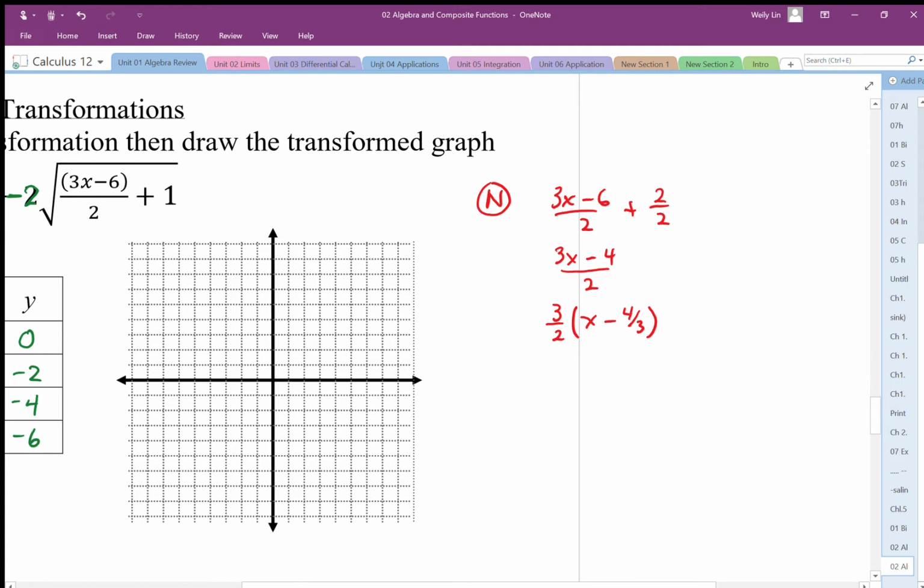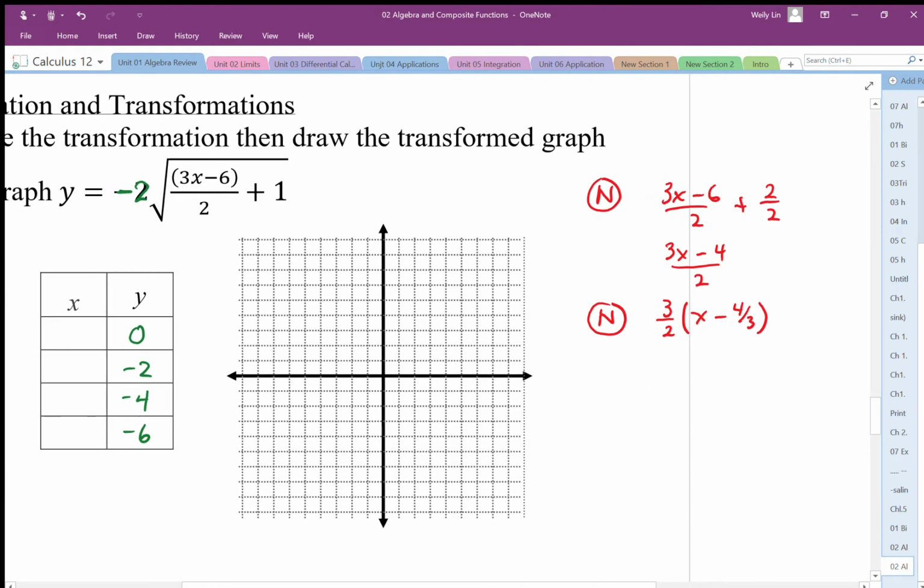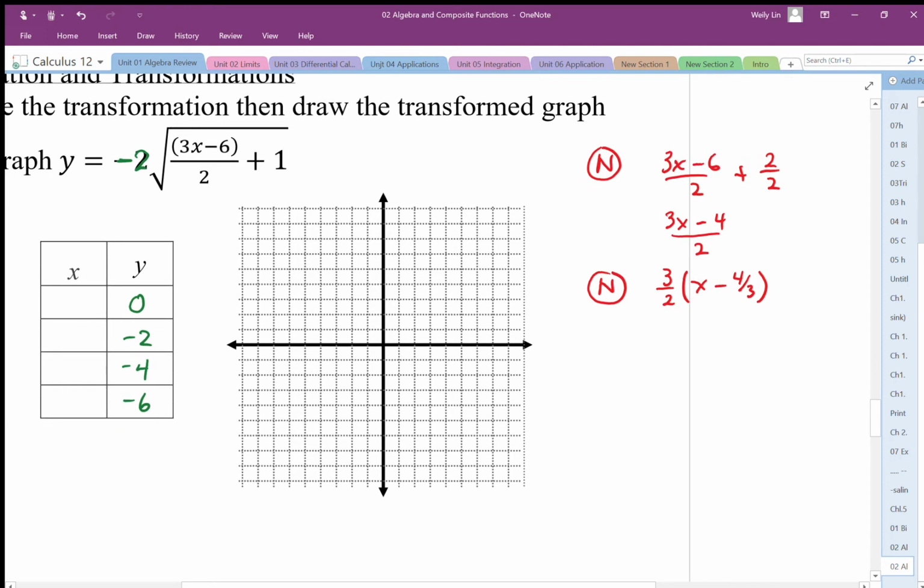And now this expression and this expression are exactly the same, but one is in the factored form. So I can just do this as compress by 2/3, shift to the right 4/3. So this is one way to do it. The other way is I can undo all this notation and do everything backwards. That would be the other option. So there's a few options here.